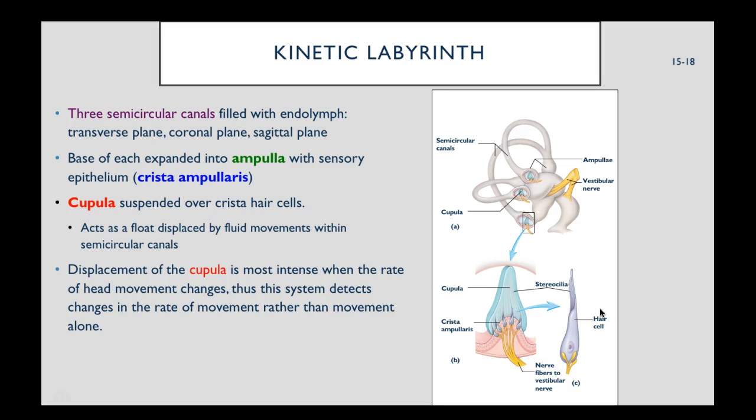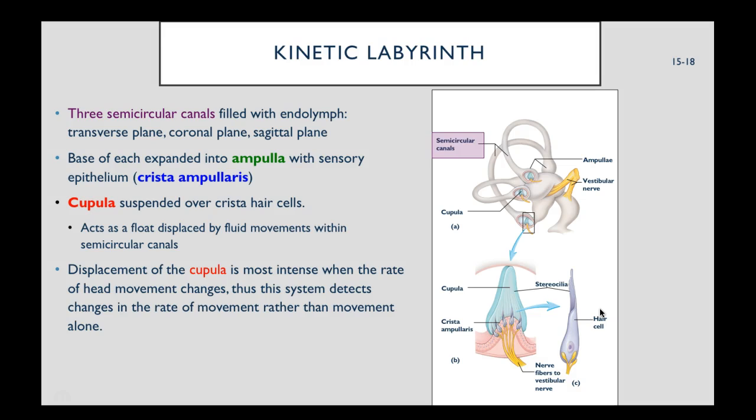So now let's talk about our kinetic labyrinth. We have our three semicircular canals that were filled with endolymph. We have our anterior, posterior, and lateral portions of our semicircular canals, and they are placed within our transverse plane, the coronal plane, and sagittal plane.